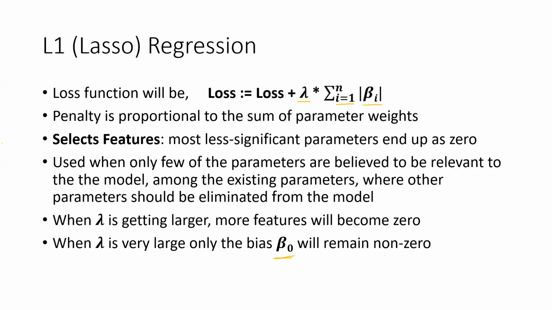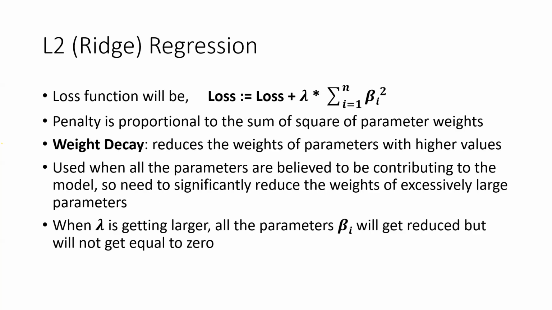In the L1 regression, some of the beta values will get to zero. When lambda is increased, many beta parameters will go to zero, but in the L2 regression, none of the beta values will get to zero. They only get reduced, and the larger beta values will get reduced more. That is the effect of L2 regression.